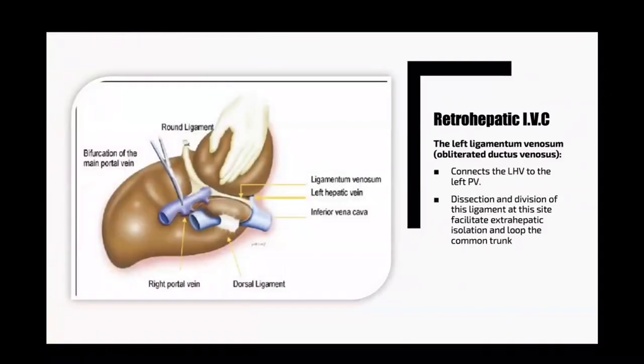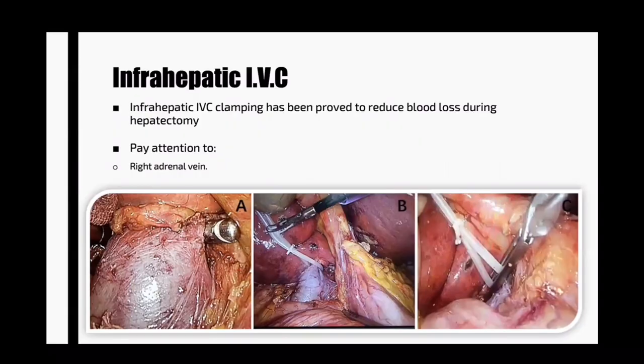If we are dissecting on the left side, we see the ligamentum venosum, which connects the left hepatic vein to the left portal vein. So it also should be released to make a proper exposure of the common trunk or the left hepatic vein, helping in loop isolation. Sometimes infrahepatic IVC needs exposure and control, as it reduces bleeding during hepatectomy. And if we perform infrahepatic IVC control, we should pay attention to the left adrenal vein.